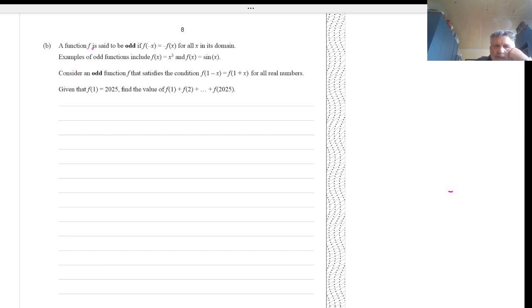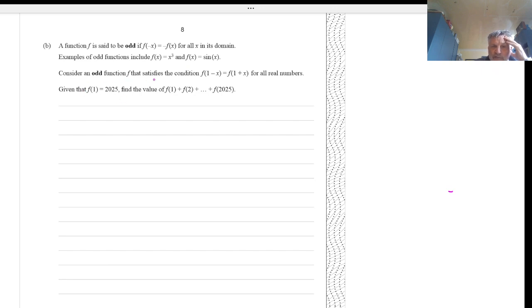This tells us what an odd function is. Basically, it's a rotation about the origin. The function evaluated at negative x is the same as the negative of the function evaluated at x. There's a couple of examples, x cubed and sine x.